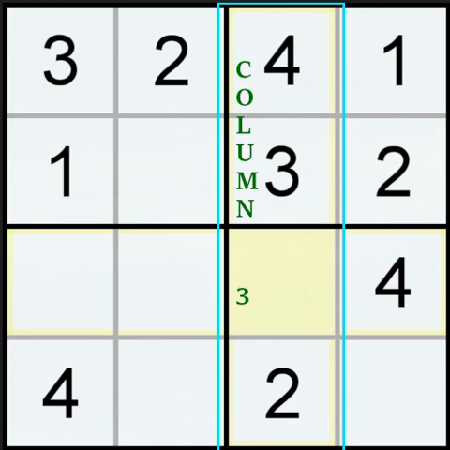Step 4. I move to the third column. I count 1. Missing. 2. Seen. 3. Seen. 4. Seen. Think. The upper right box is fully filled in.